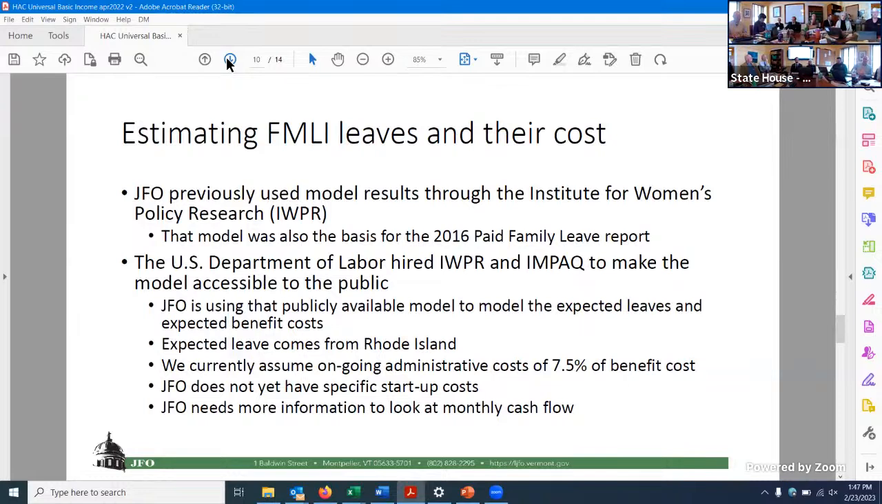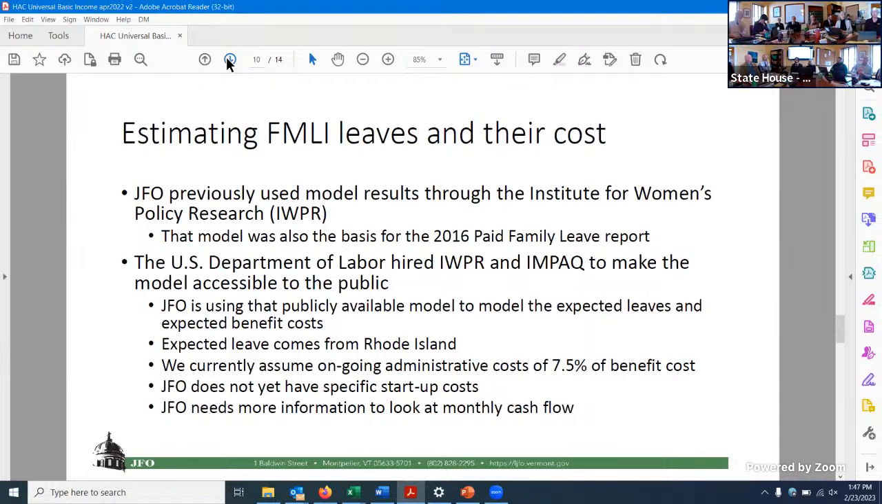So once we get a very detailed picture of the startup costs and how those are going to work, and once we know the initial transfer from the general fund to the special fund, then we'll be able to figure out what the monthly flow looks like, and are there specific periods of the year in which the fund might go negative or be close to going negative.